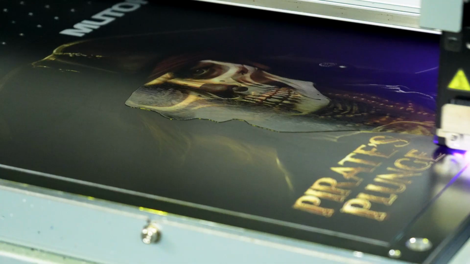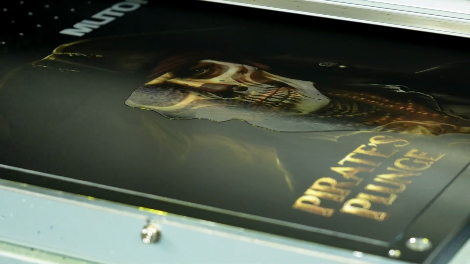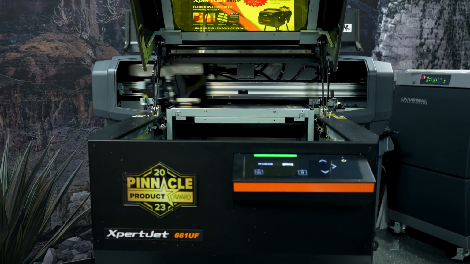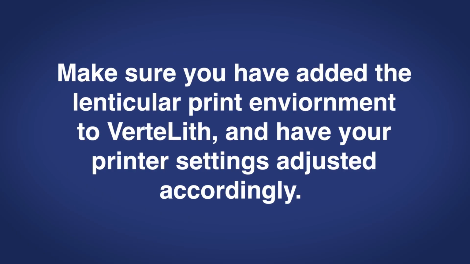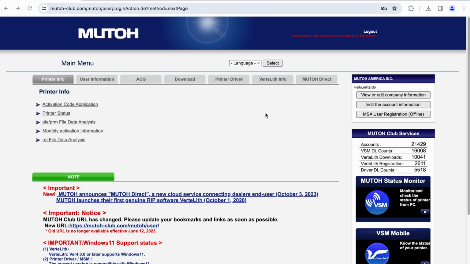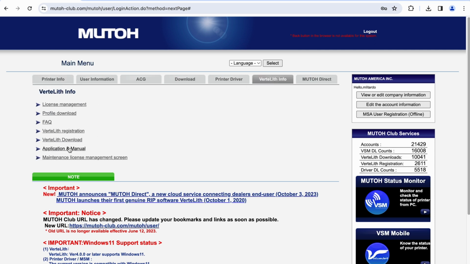Today I'll guide you step by step on how to create a Spot Lenticular file in Photoshop and print it using your ExpertJet 661 UF. Make sure you have added the Lenticular print environment to VerteLith before starting and have your printer settings adjusted accordingly. You'll need some prior Photoshop knowledge to mask out the images you'll be using. The print environment, printer settings, and Photoshop templates you'll need can be found in your MUTOH Club account.